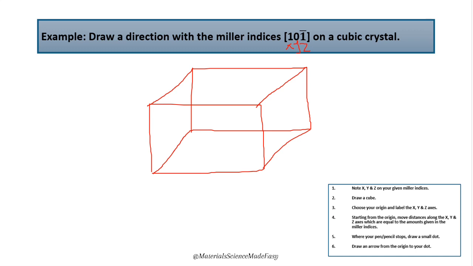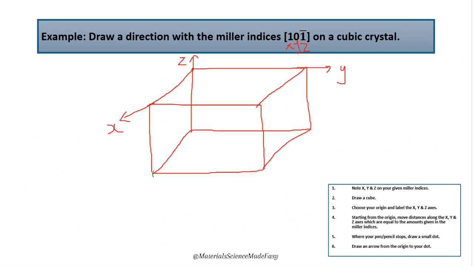So let's label our axis based on our new origin. This is our x, this is our y, and this is our z, right? And then from our origin, we move once in the positive x, 0 in the y, and one negative z, and then this is where we end up.